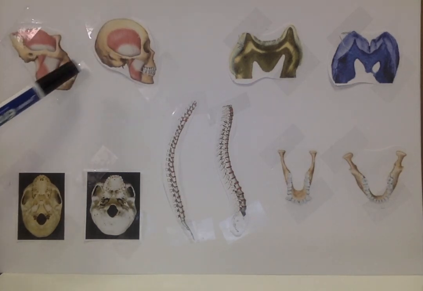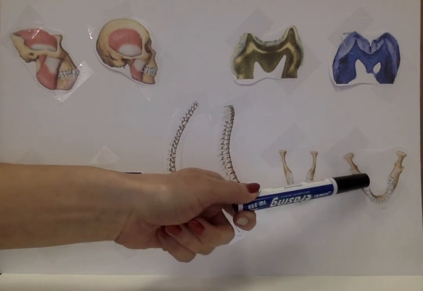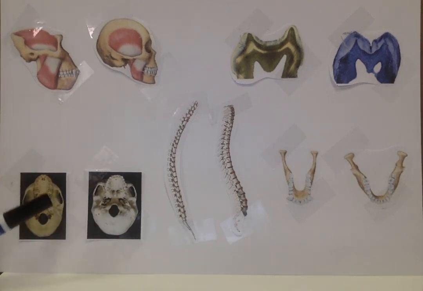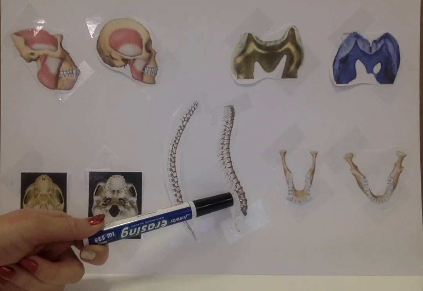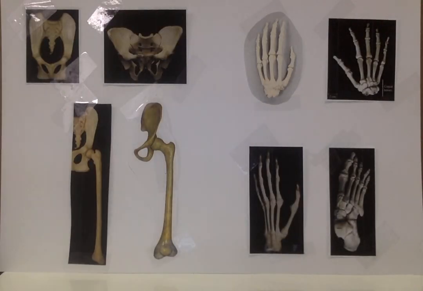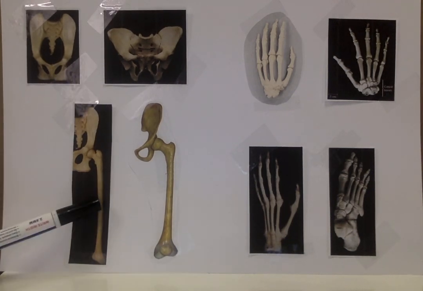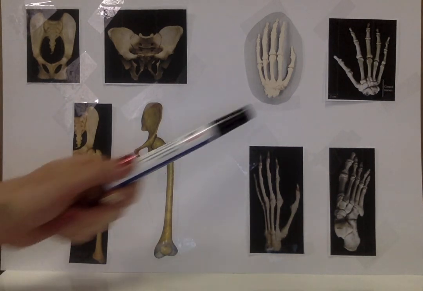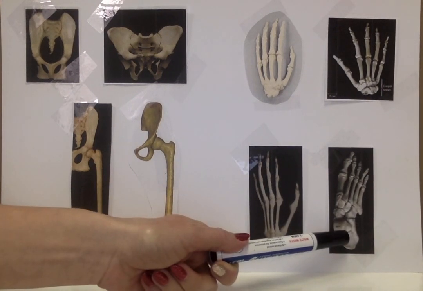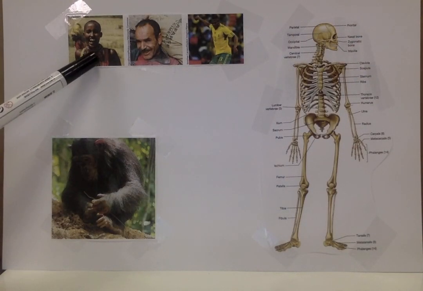Masticatory muscles. Enamel thickness. Foramen magnum. S-shaped spine. Pelvis. Femur. Hands, feet, and finally, skin color.